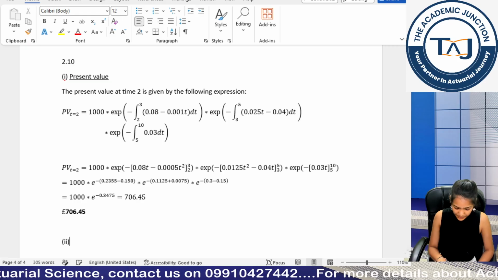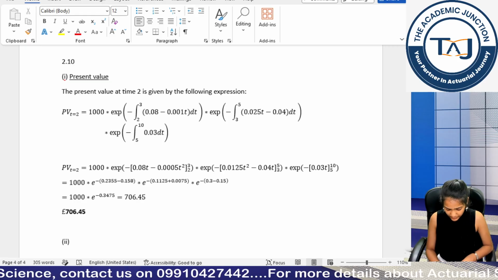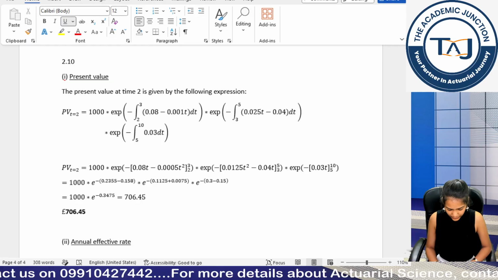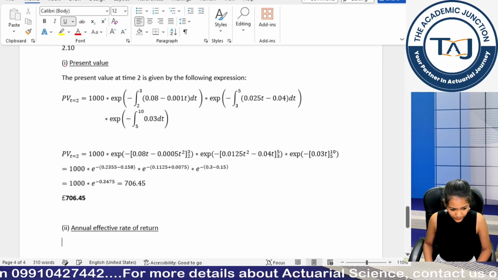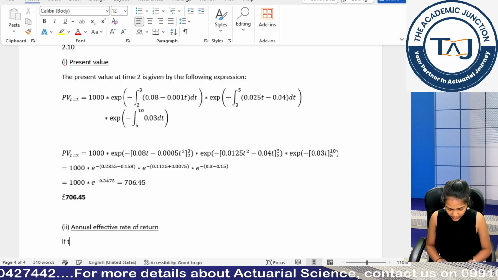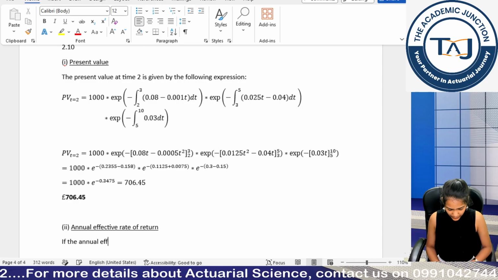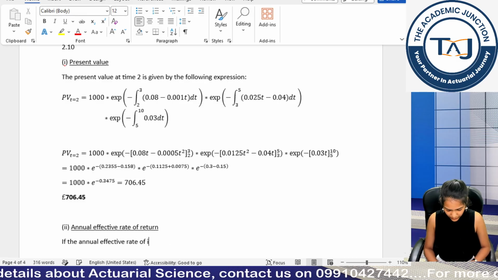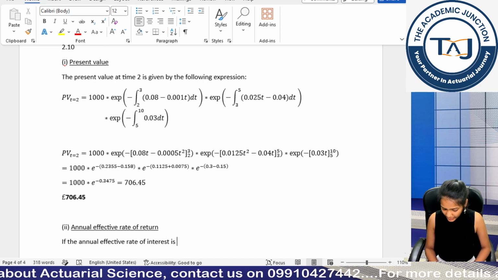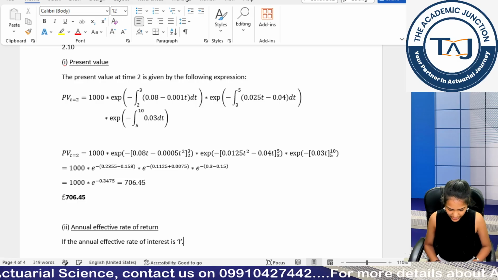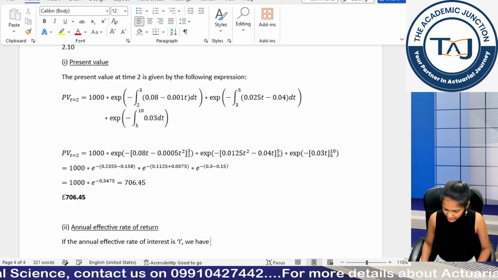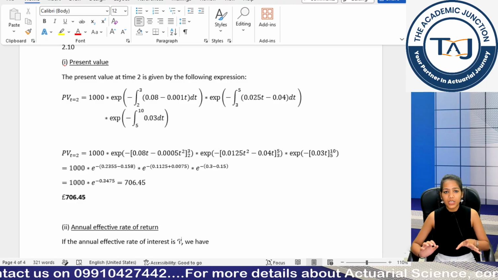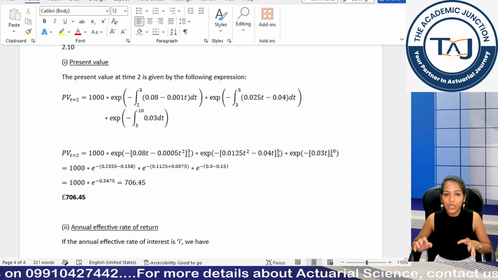Now let's move to the second part. Annual effective rate of return. So if the annual effective rate of interest is i, now I just noted the notation for i. You can skip this part as well, because i is assumed as a basic notation, the universally accepted notation for the interest rate.